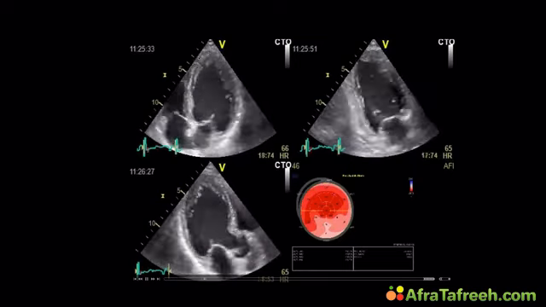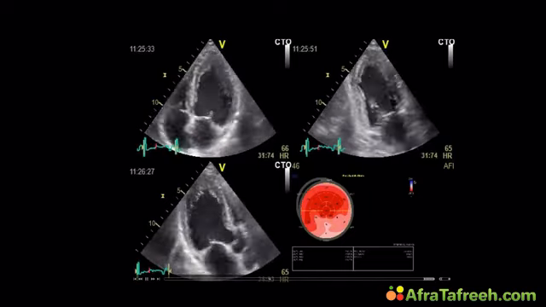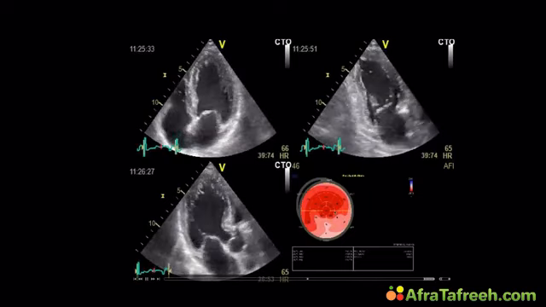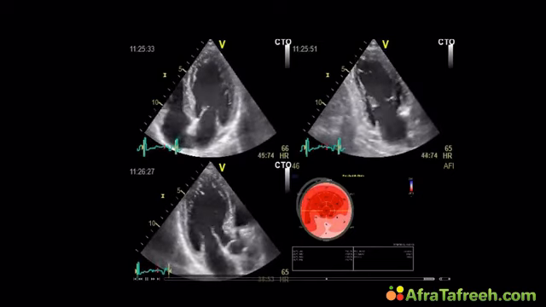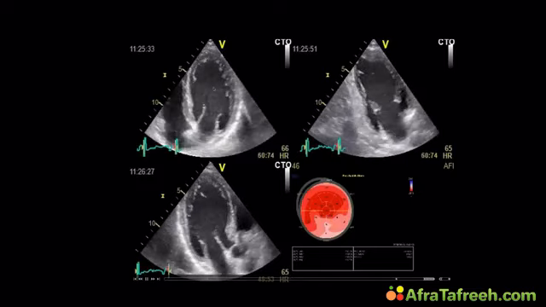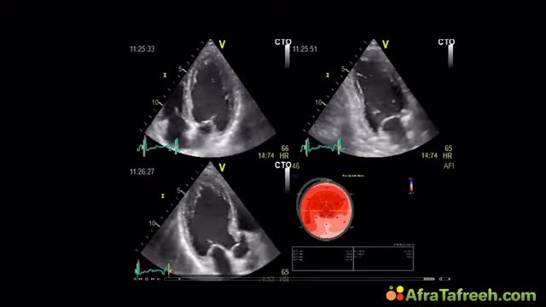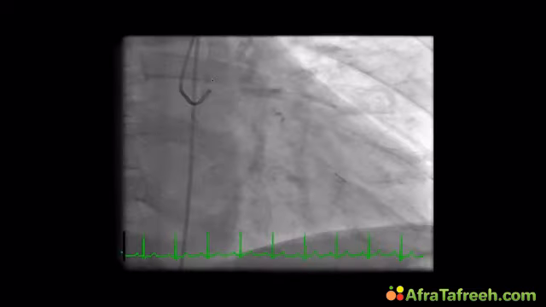Remember, we have a 16-segment model. With speckle tracking, we use a 17-segment model. But anyway, it's just very similar. All you have to do is imagine you're looking at the heart from the top, and you're folding the heart open. This is how we correlate basically the anatomy.